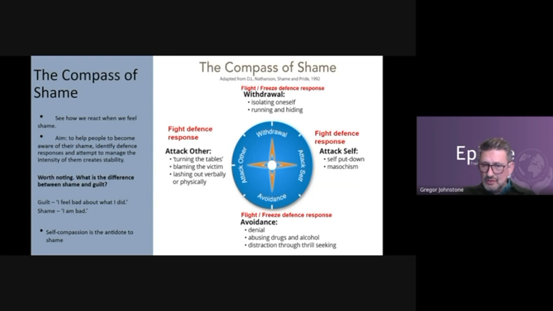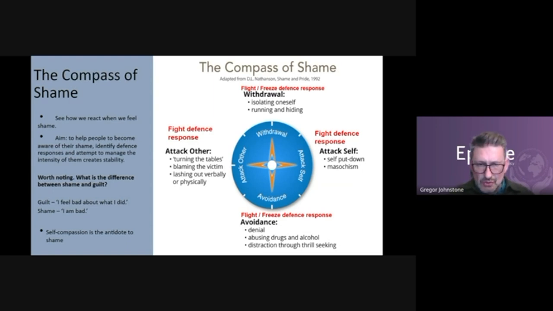Then if we move round the compass, we come to avoidance. This is a fight, freeze, defense response. Whereas with withdrawal and attack self we're viewing shame's message as valid, here with avoidance we're denying that message. People here are likely to use distraction techniques, and that can be drugs and alcohol, it could be sex, risky sex, it could be gambling, it could be food, it might be doing things that give us pride. But these are all distraction techniques that we use to avoid shame's message.